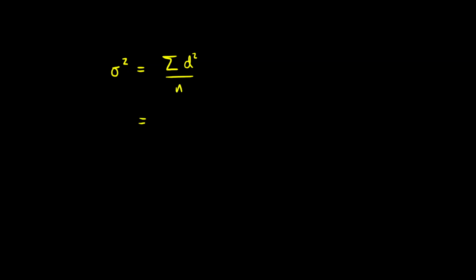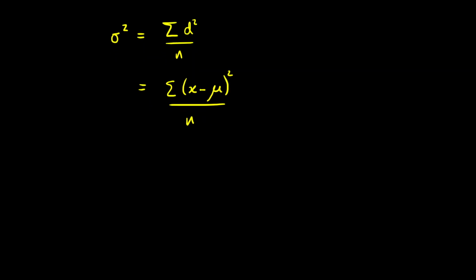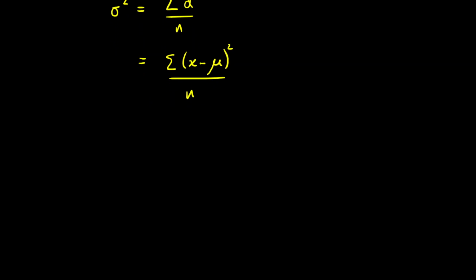But what is our distance squared? Well, we said that that was the x value minus the mean all squared, right? So in other words, we replace d with x minus the mean. Well, we can then expand this thing here. We expand that bracket. What we'll get if we do that is the summation of x squared minus 2 mu x plus mu squared. And this is all divided through by n.